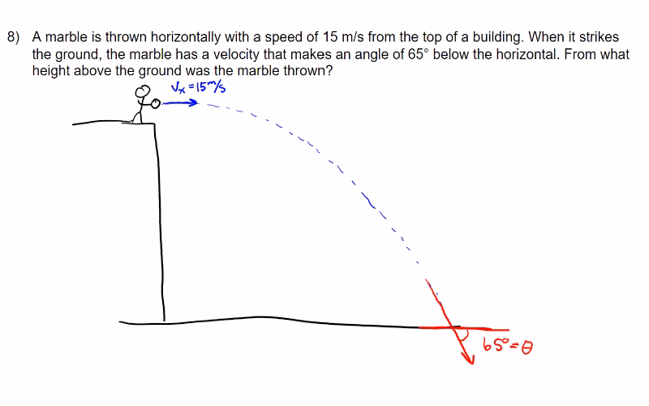So the idea is you have this marble. It's being thrown with a speed of 15 meters per second horizontally. So I went ahead and labeled it up here as Vx being 15 meters per second. And the idea is we're going to try to figure out from what height it was thrown. So we're trying to figure out how far it is from here down to the ground.